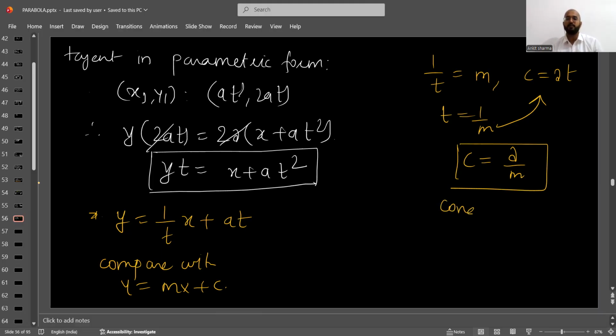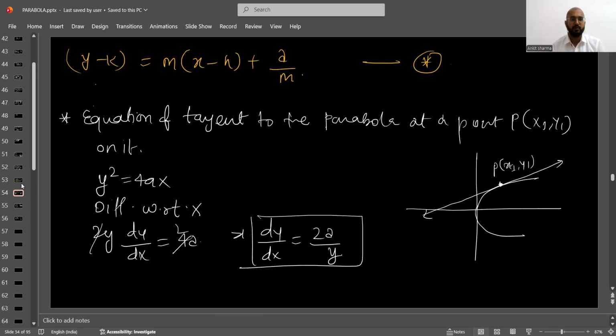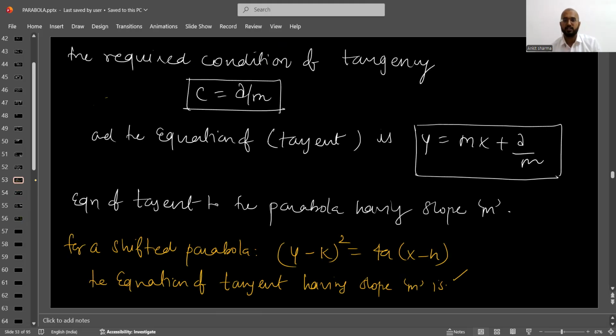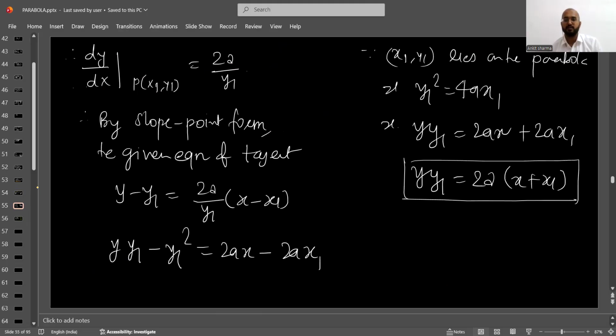You can even get it from here. So the condition of tangency can be derived even from the tangent at a point using the parametric form. This parametric form actually represents the entire parabola. So now we know the equation of tangent for both the parabolas. If my parabola is not shifted, I have this. This is the condition of tangency. If my parabola is shifted, then the equation of tangent to the parabola is this. And this is the equation of tangent to the parabola at a point: yy1 is equal to 2a into x plus x1.